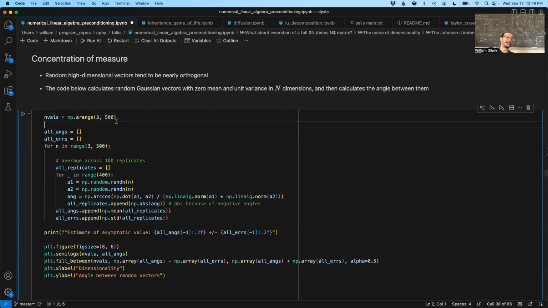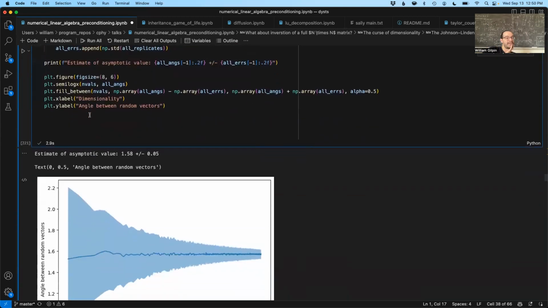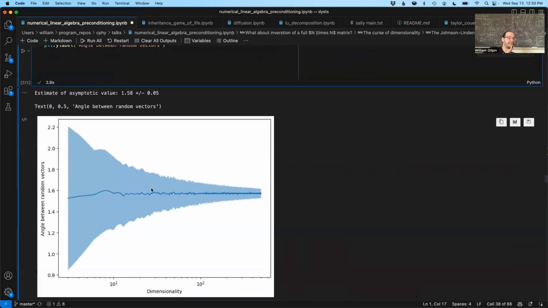So here what I'm going to do is sweep n, the dimensionality of my problem, and pick two random vectors, again with a center at 0 and a variance of 1. I'm going to compute the angle between those randomly sampled vectors as I increase n. Just because I want good statistics, I'm going to average over 400 replicates for each value of n. When I do that, what I find is that as I go to very high dimensions, the average angle between two randomly sampled vectors closes in really close to pi over 2. So two randomly sampled vectors in high dimensions are almost always orthogonal.